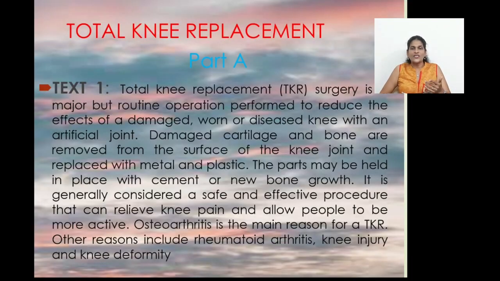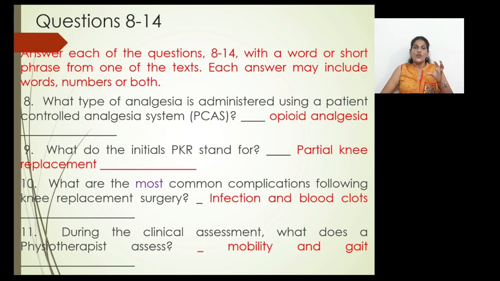Now coming to the next questions, as I said, it is a word or phrase that you are going to fit in, but the answers will be there among the 4 texts. So let us see question number 8. What type of analgesia is administered using a patient-controlled analgesia system? See, you have to remember here, they are asking what type. What could be there? There could be a noun.